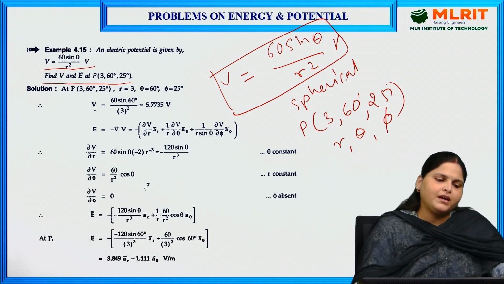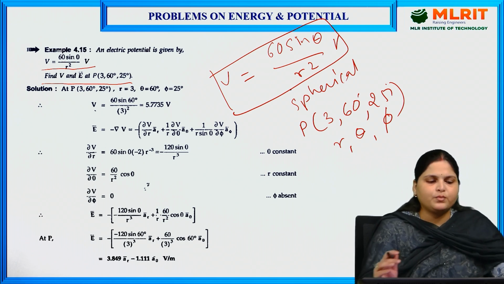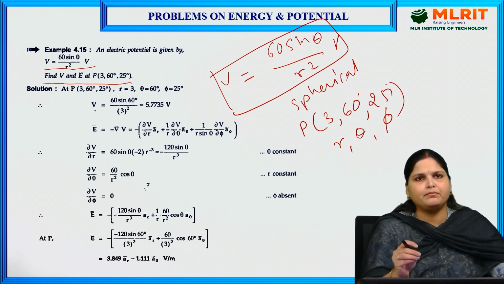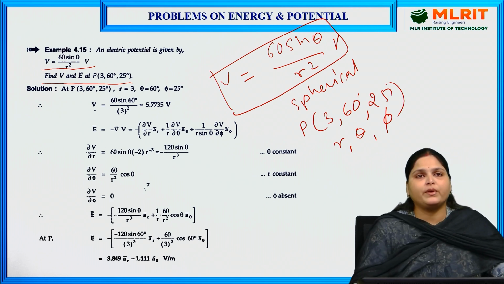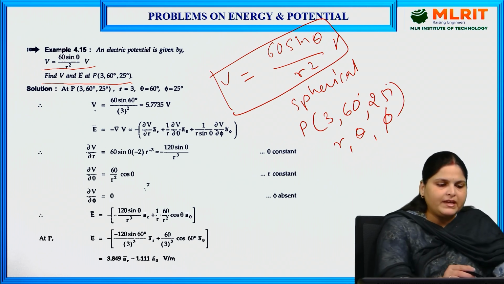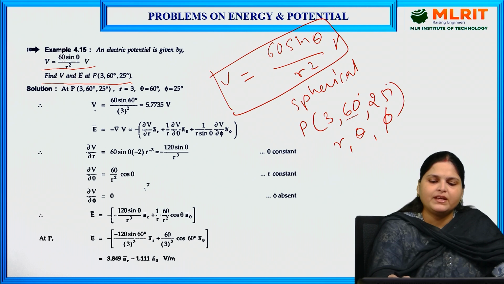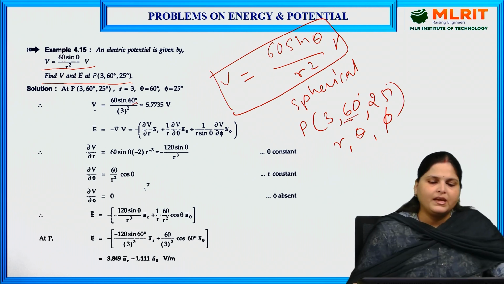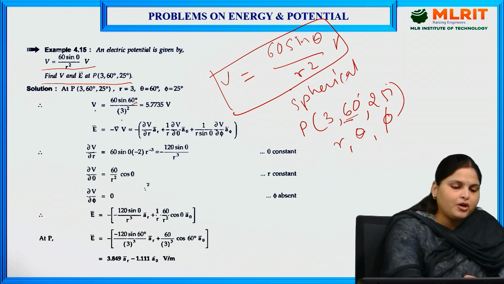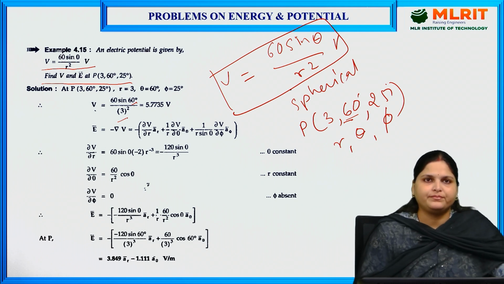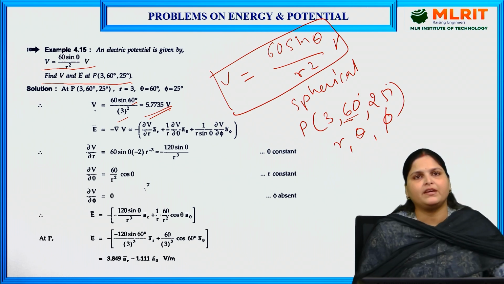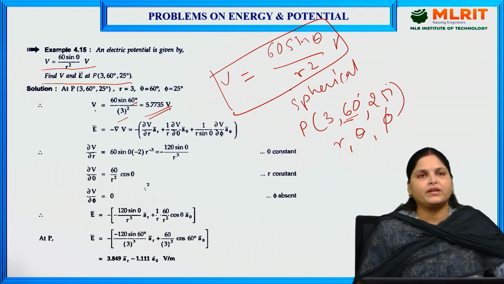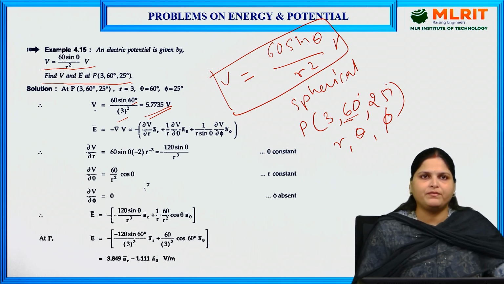So first of all, we have to calculate V at this point. For that, simply we have to put these coordinates into the equation of V, which is given as 60 sine theta over R square. Theta angle is given as 60, so we will put 60 here. And R is given as 3, so this denominator will become 3 square. And the first answer is 5.7735 volts. This is the potential at point P whose coordinates are 3, 60 and 25.